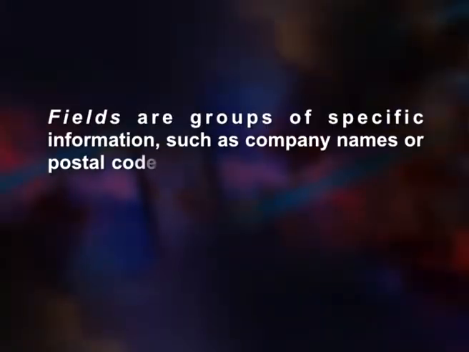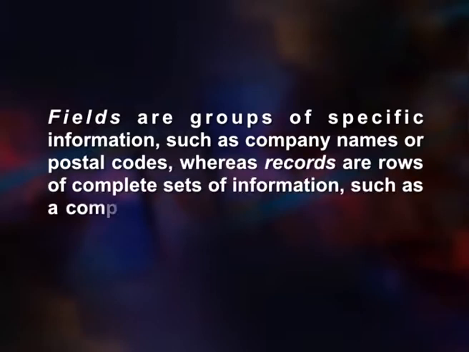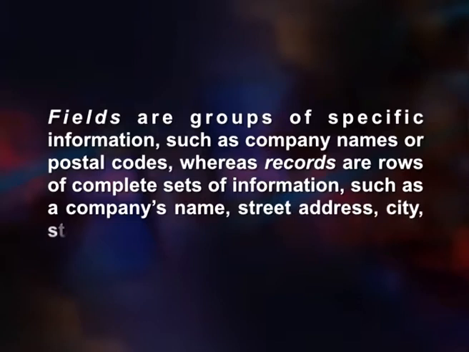The data source file contains the information that varies in each iteration of the target document, such as the names and addresses of the recipients of a form letter. A data source file is made up of fields and records. Fields are a group of specific information such as company names or postal codes, whereas records are rows of complete sets of information such as a company's name, street address, city, state, and postal code.